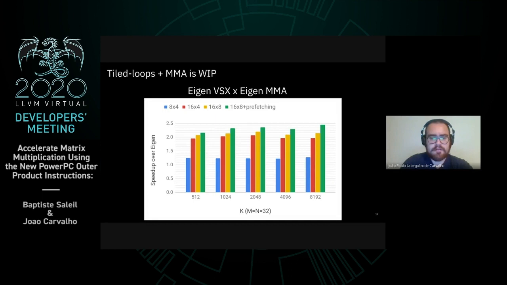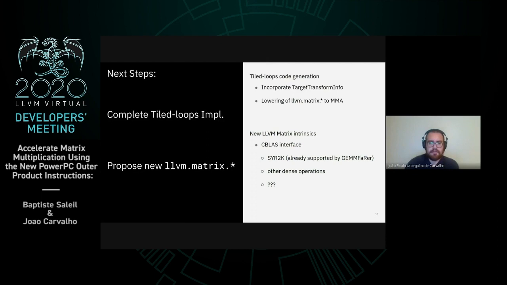For our next steps, we need to complete the tile loops implementation to incorporate the target transform info pass into MMFaRer so we can use the target specific information for blocking the matrices. We also need to finish the lowering of the LLVM matrix intrinsics to MMA. We also want to propose novel LLVM matrix intrinsics, and we think a good starting point is to implement other dense operations available in the CBLAS interface.